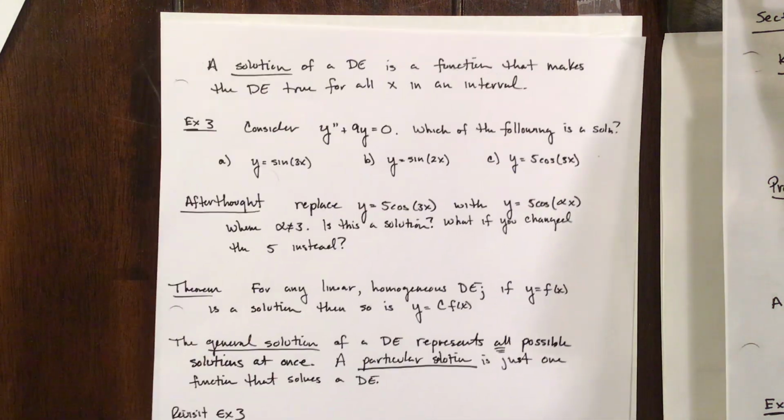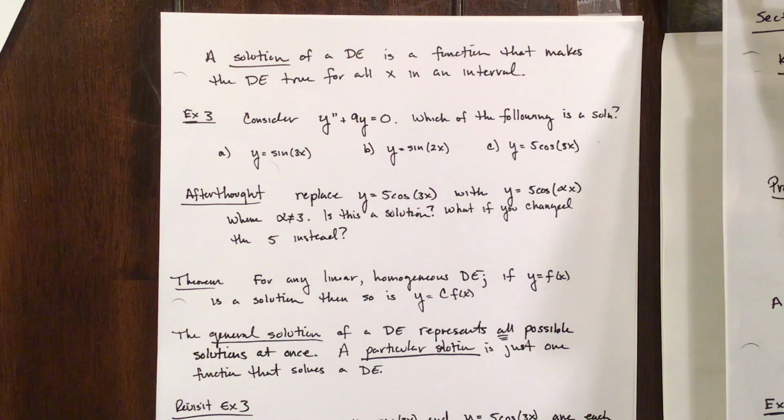Hi there. So picking back up from where we left off, a solution of a differential equation is a function that makes the differential equation true for all x's in some interval. So if you look at the second order linear differential equation, which of the following is a solution? We have A, the sine of 3x, B, the sine of 2x, and C, 5 times the cosine of 3x. Let's take a look.